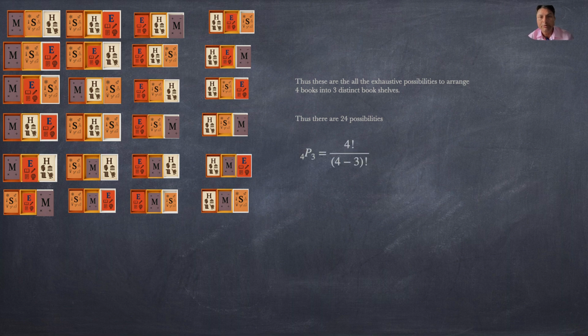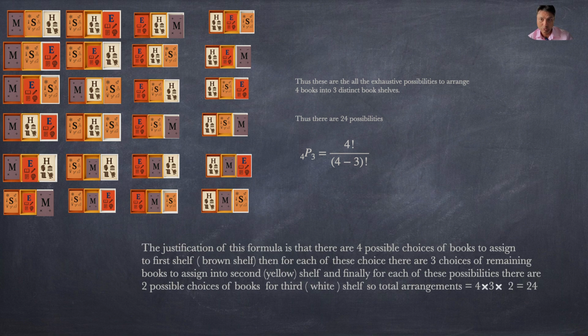From the formula perspective, permutation of 4 objects chosen 3 at a time is equal to 24. Justification of the formula is that there are 4 possible choices of books to assign to the first shelf. Then for each of these choices, there are 3 choices of remaining books to assign to the second shelf. And finally, for each of these possibilities, there are 2 possible choices of books for the third shelf. So total arrangement is equal to 4 times 3 times 2, which is equal to 24.